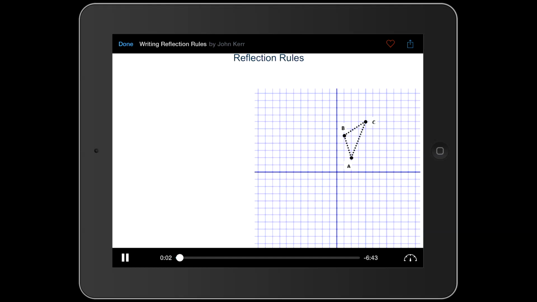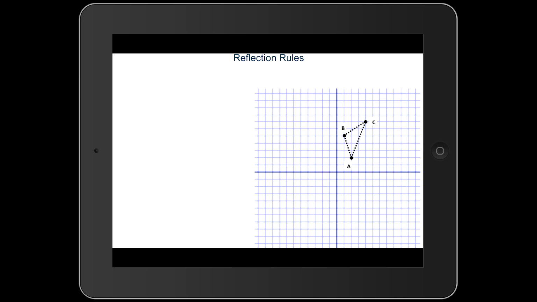Okay, in this video I want to talk about some reflection rules. Some real common rules that we use in reflections are reflecting over the y-axis, reflecting over the x-axis, reflecting over the line y equals x, and reflecting over the line y equals negative x.